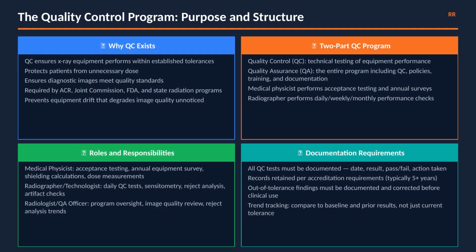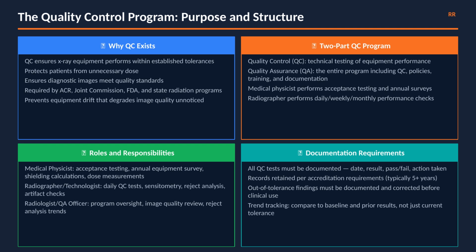Foundational QC concepts. Why QC exists. The goal is to confirm that X-ray equipment performs within established tolerances, protecting patients from unnecessary dose, ensuring diagnostic image quality, and satisfying regulatory requirements from the ACR, the Joint Commission, the FDA, and state radiation programs. Equipment drifts over time. Without QC, that drift is invisible until it causes patient harm or diagnostic failure.